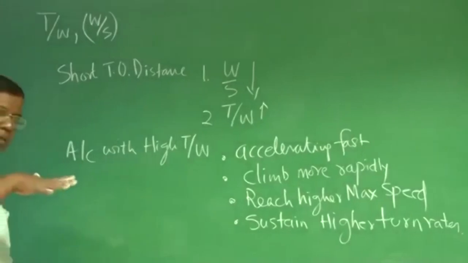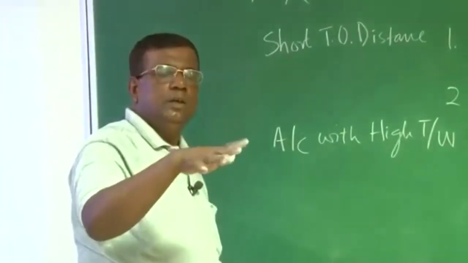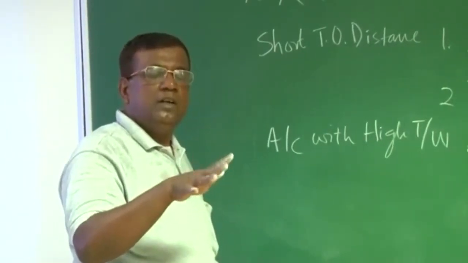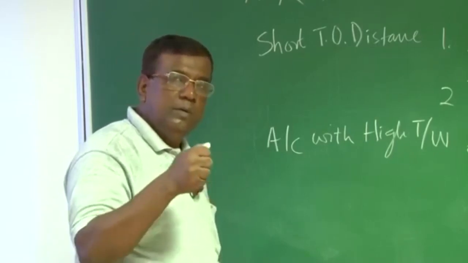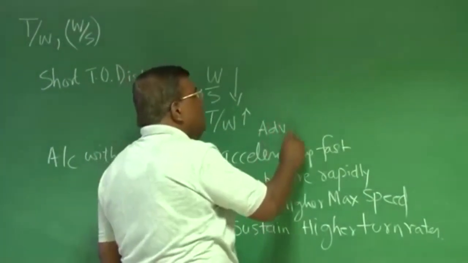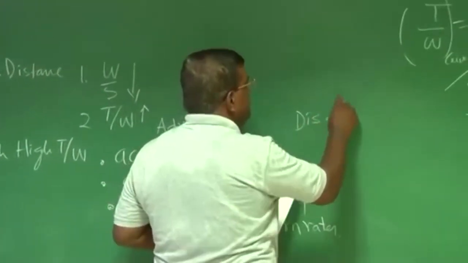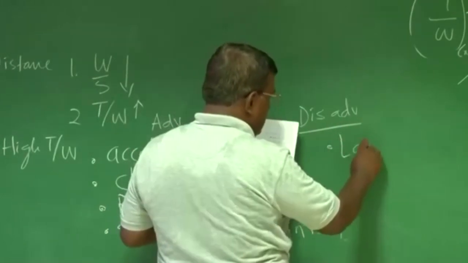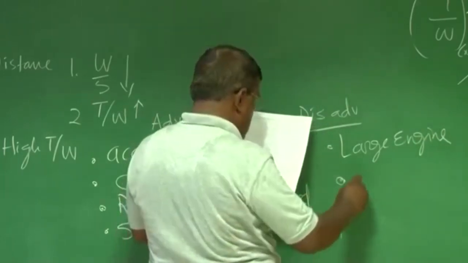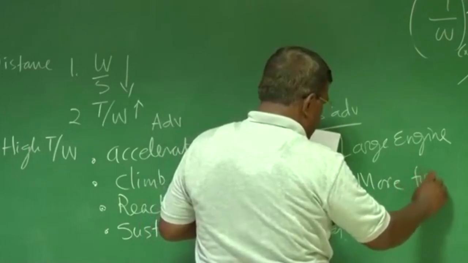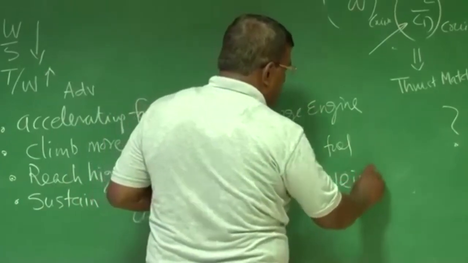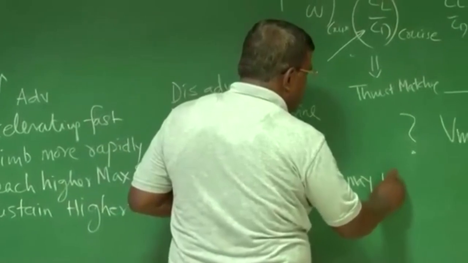Obviously, if you want to turn, you have to bank, and the moment you bank it will lose height, so you have to increase the speed, because you may not be able to increase the angle of attack, it may touch the stall. You have to increase the speed, so you should have enough thrust available, right? So this is the advantage. The disadvantages are: a large engine, if you want T by W higher, generally more fuel, and takeoff weight may increase.